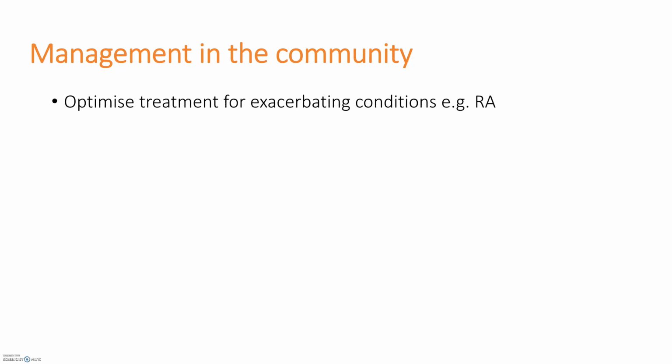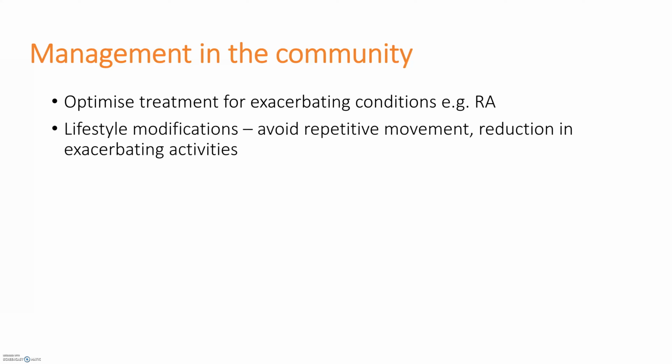So management within the community. There's various things that can be done. One thing that can be started with is optimizing the treatment for any conditions that they've got, which might be exacerbating CTS. So as we mentioned, RA is one of them. Obviously lifestyle modifications, which you'll get as first line thinking for any GP condition. So this can be avoiding any repetitive movement that's straining the median nerve.